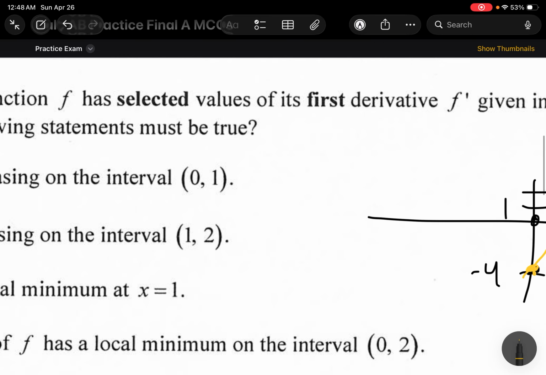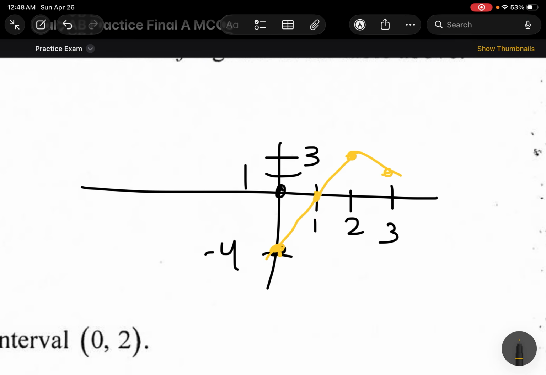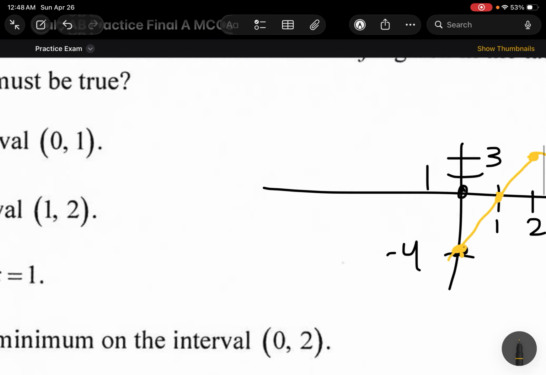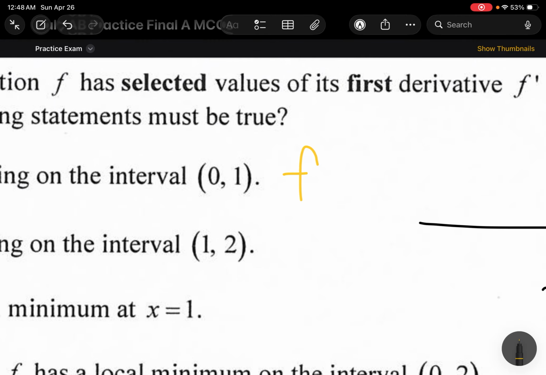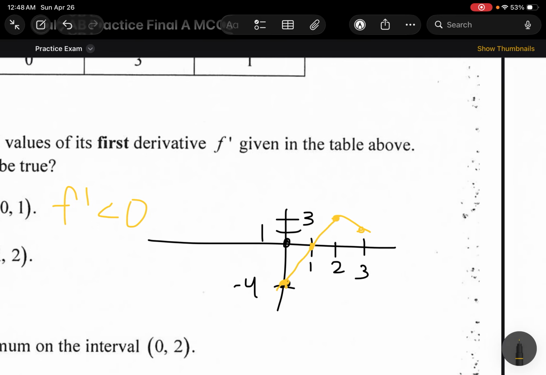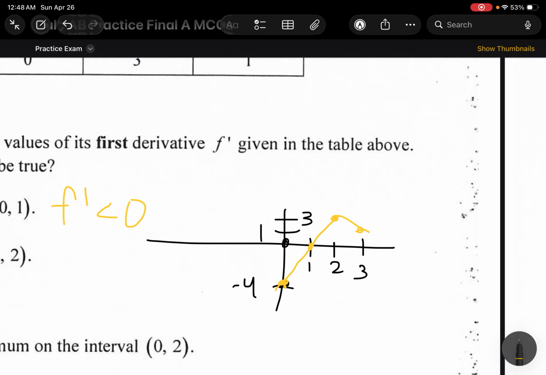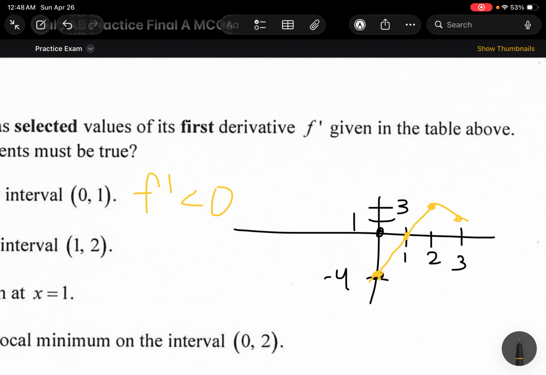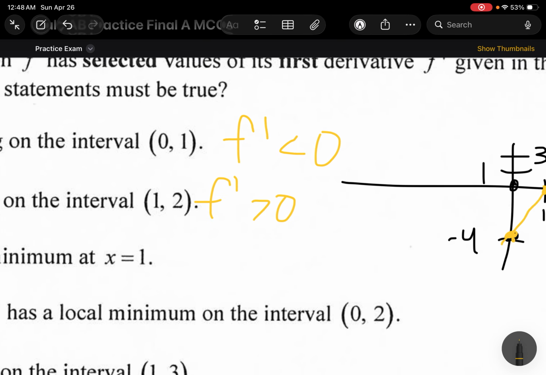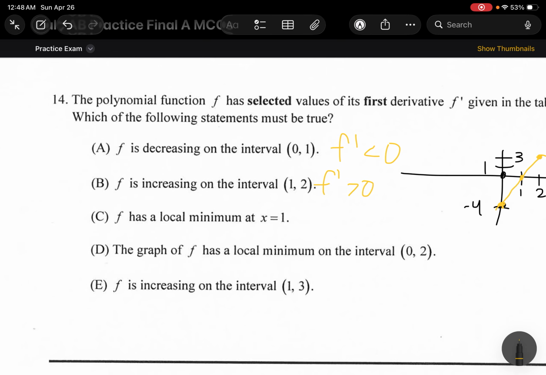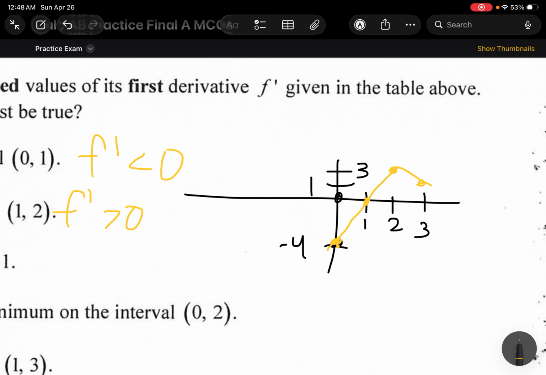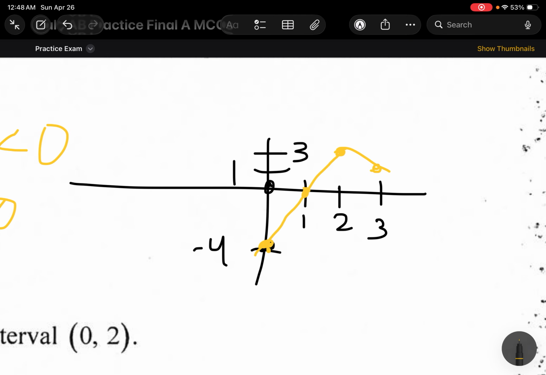F is decreasing on the interval 0 to 1 because f prime is less than 0 from 0 to 1. So this is true. Is f increasing on the interval 1 to 2? So is f prime greater than 0? That's also true. Does f have a local minimum at x equals 1? Does it change from negative to positive when it comes to intervals?